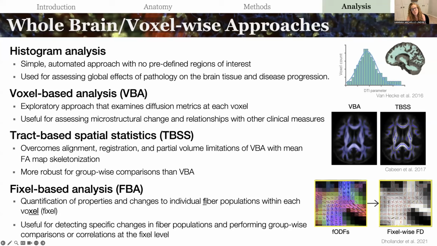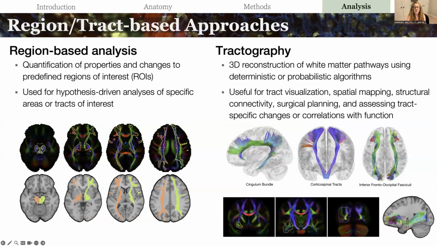FBA produces its own metrics, which include apparent fiber density or FD, fiber bundle cross-section, and the combination of these two metrics. And these offer insights into microstructural and macrostructural properties of white matter. FBA is particularly well suited for conditions with localized white matter changes because it provides greater fiber specificity and spatial detail compared to traditional methods like TBSS, for example. So now we'll go on to the region and tract-based approaches.